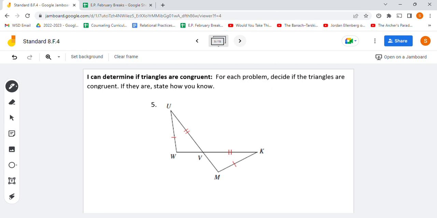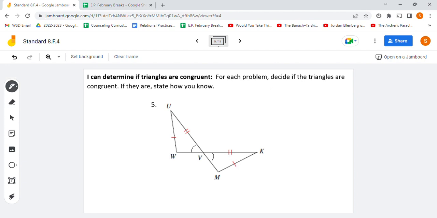On this one, we've got a pair of sides here, we've got a pair of sides here, and we can see that we have two intersecting straight lines right here. So we know that this angle and this angle are congruent to each other. Again, that makes me want to use the side-angle-side congruence theorem.